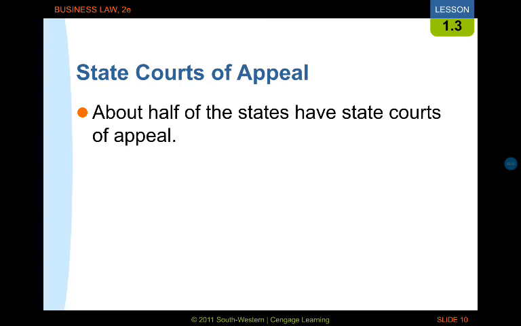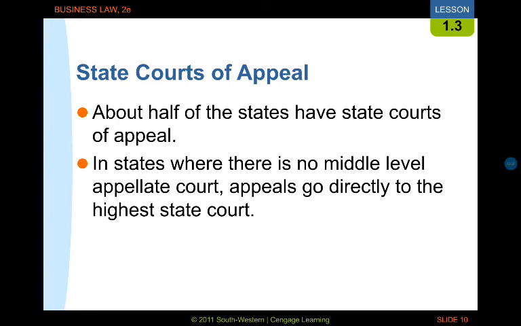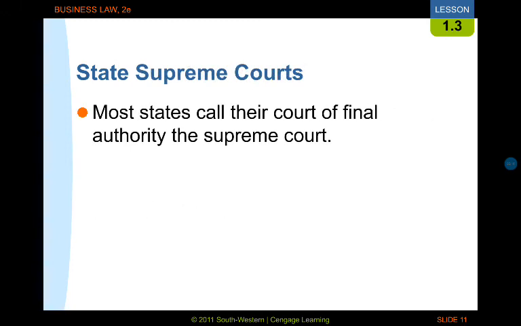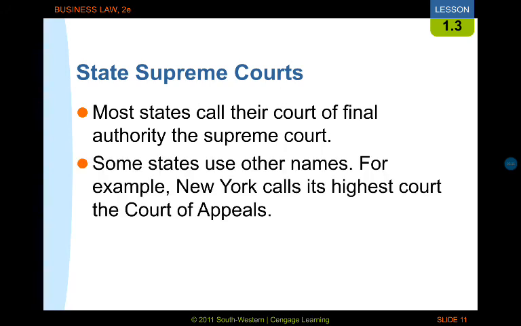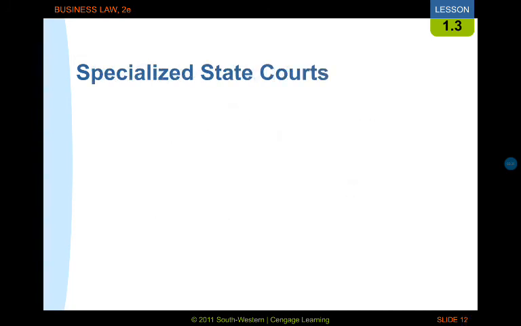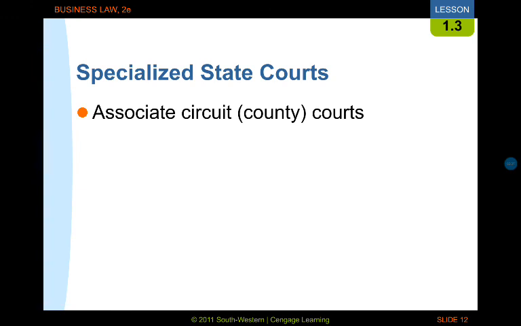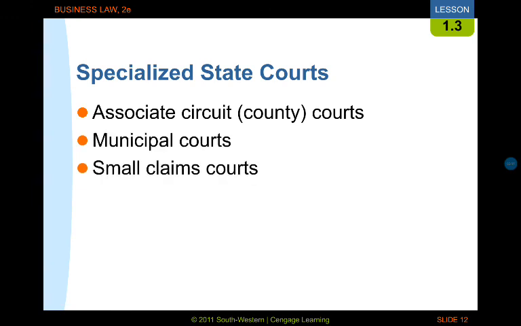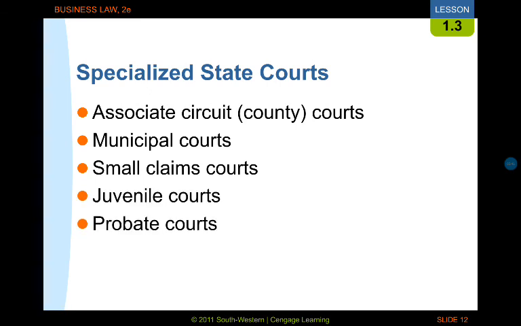State courts of appeal. About half the states have state courts of appeal. In states where there is no middle level appellate court, appeals go directly to the highest state court. State Supreme Courts. Most states call their court of final authority the Supreme Court. Some states use other names. For example, New York calls its highest court the Court of Appeals. Specialized state courts: associate circuit courts, municipal courts, small claims courts, juvenile courts, probate courts, and other courts.